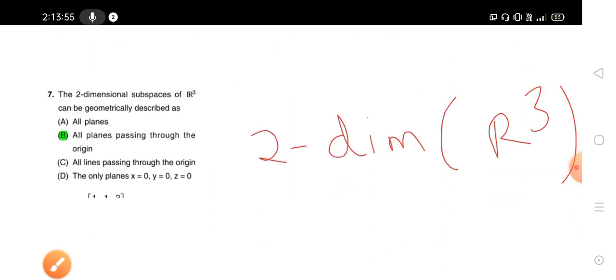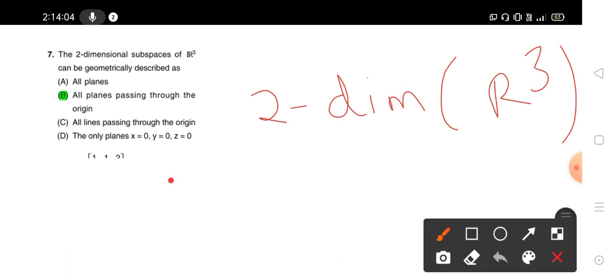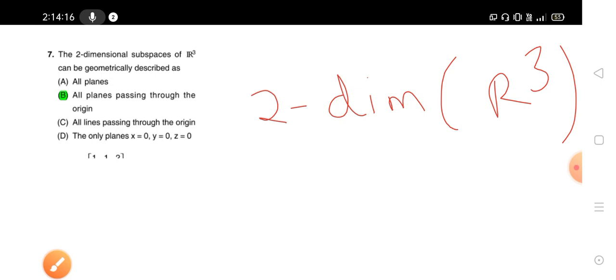Next question. The two-dimensional subspace of R cube can be geometrically described as. Here two-dimensional means a plane, and a subspace of R cube means a plane passing through the origin (0, 0, 0). Answer B is correct.